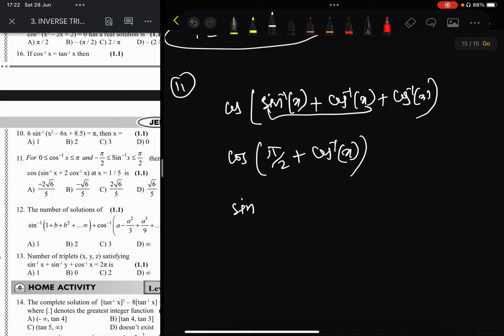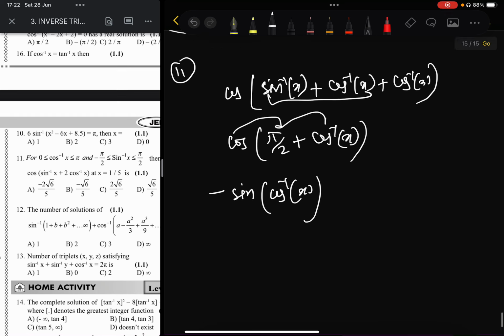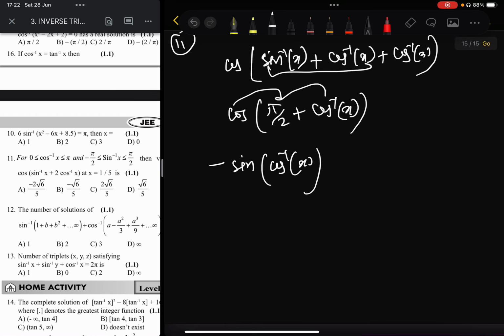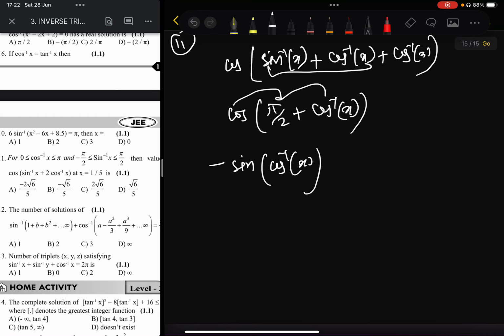So you can use the formula also, sin 90 plus theta, right? This is lying in the second quadrant. So sorry, cos 90 plus theta, that is minus sin theta. So this will become minus times cos inverse x, right? Because here it is given cos inverse x is lying between 0 to pi, and sin is lying between minus pi by 2 to pi by 2.